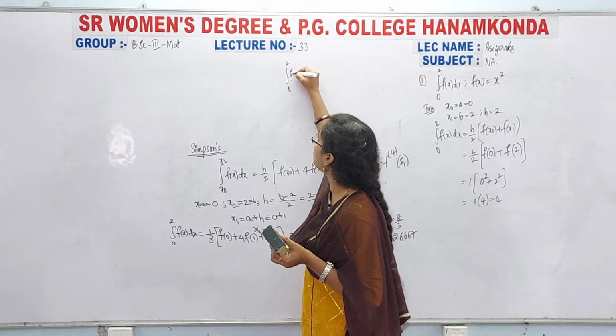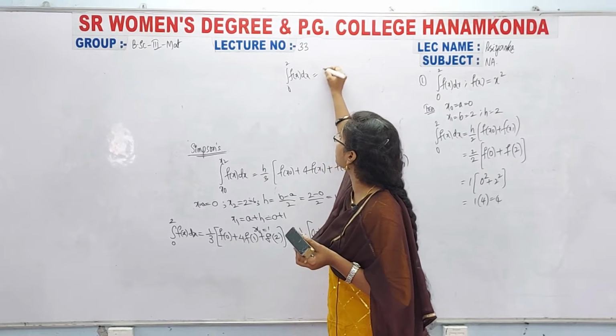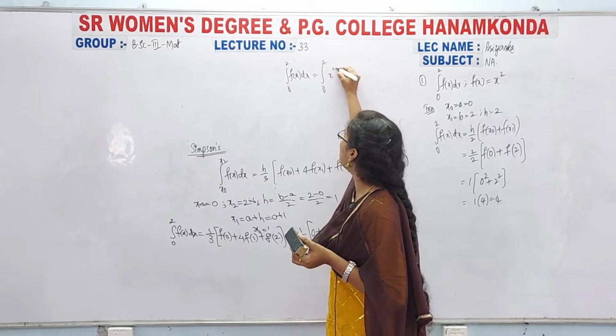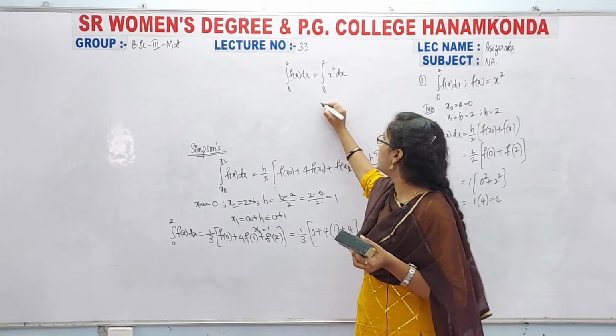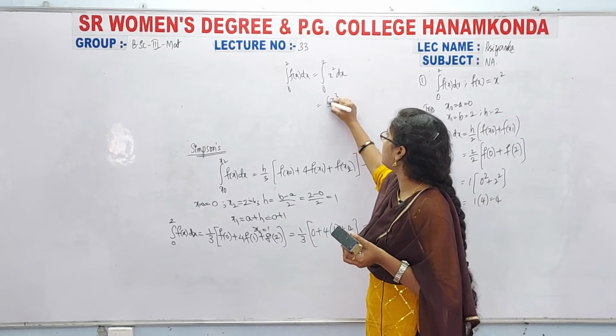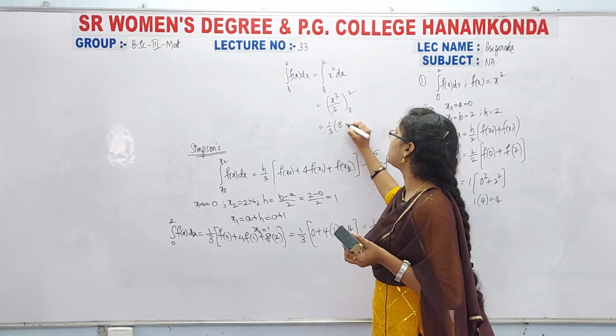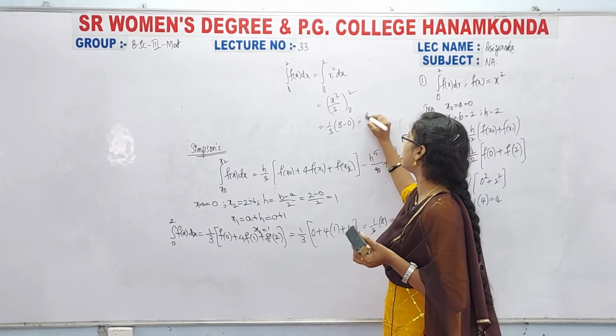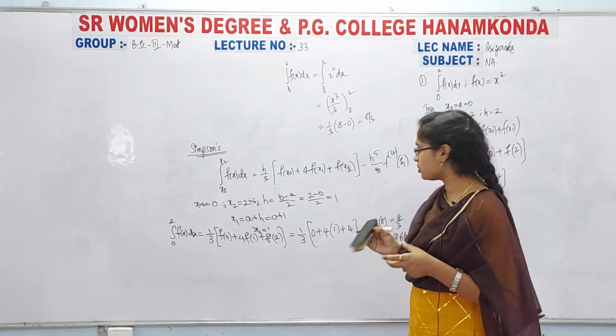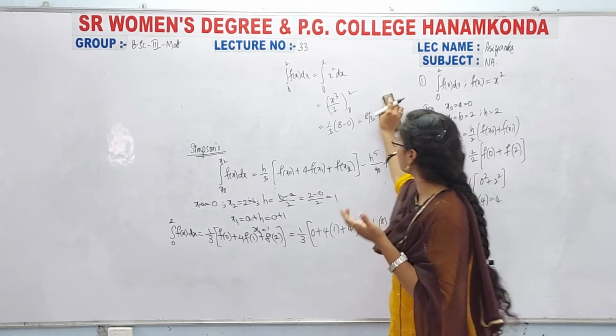Integral 0 to 2 f of x dx, what is the value? Integral 0 to 2 x square dx. Now x cube by 3 from 0 to 2. Now 1 by 3 of 2 cube, which is 8, upper limit minus lower limit, that is nothing but 8 by 3. So the same exact value as the Simpson rule, right?